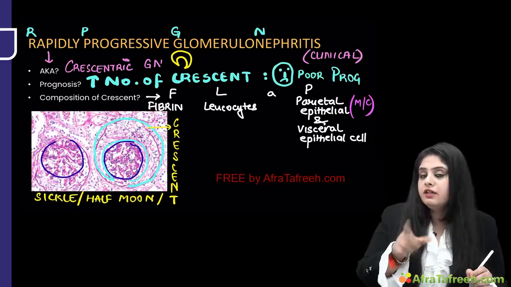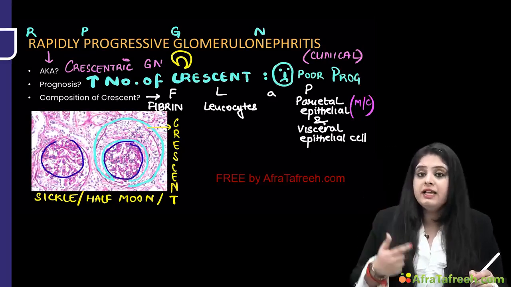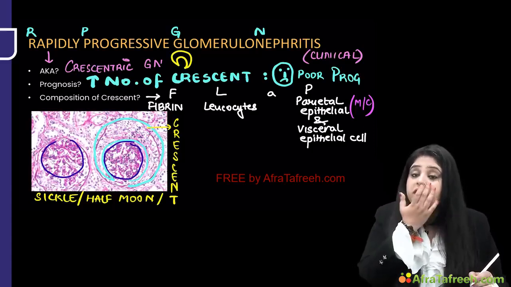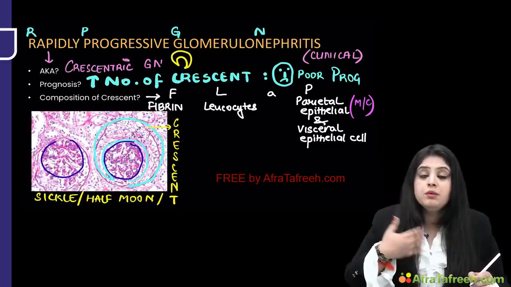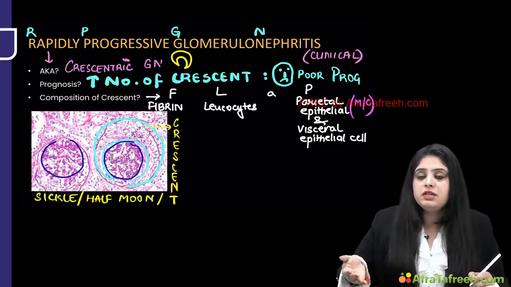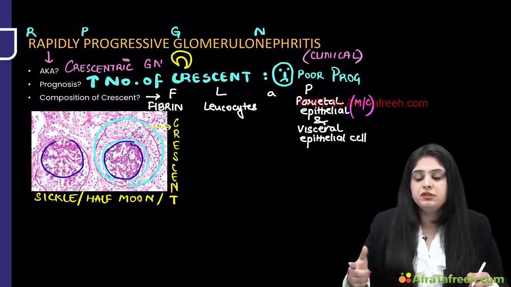So if you say you're seeing 1 crescent, I'm very happy. But if I get to see 5 crescents, it means it's very, very bad. It means the patient is in a progressing state. The patient is deteriorating. The more the number, the worse the prognosis.